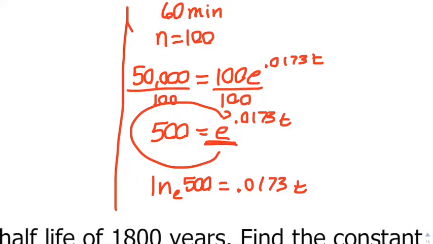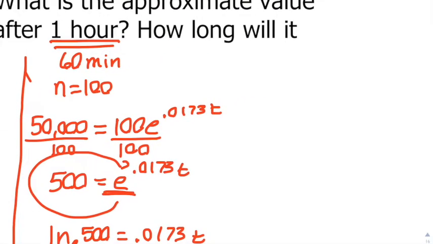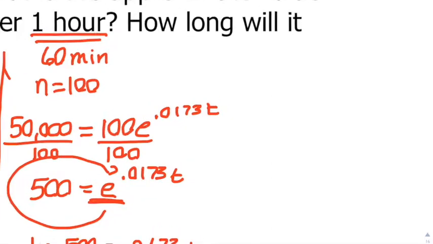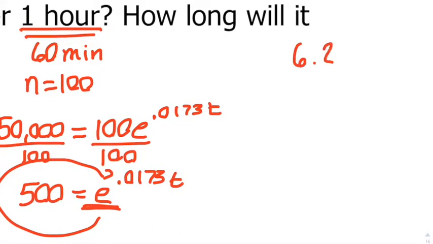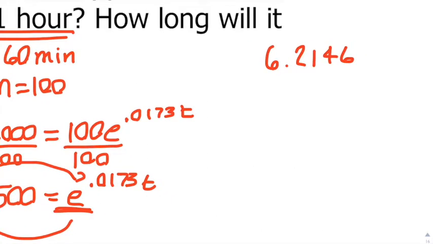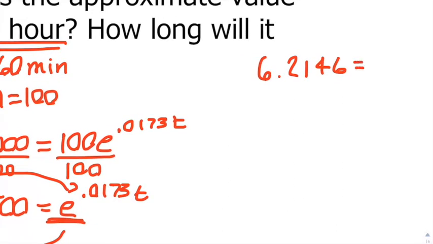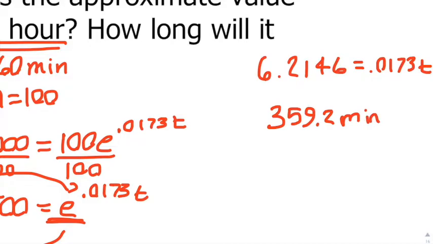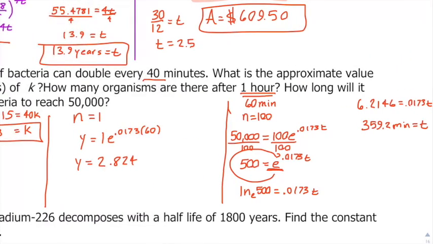Then we'll take the natural log of 500, whatever that is. That apparently comes out to this decimal, 6.214. And that is equal to 0.0173 t. Then I will divide both sides by 0.0173, and that'll come out to 359.2 minutes in this case.